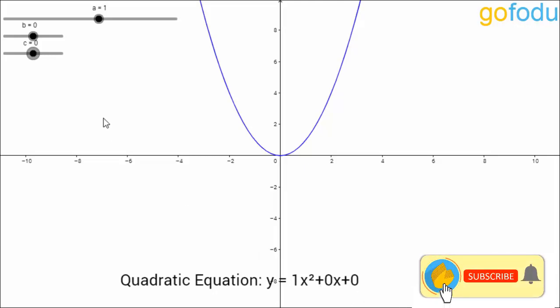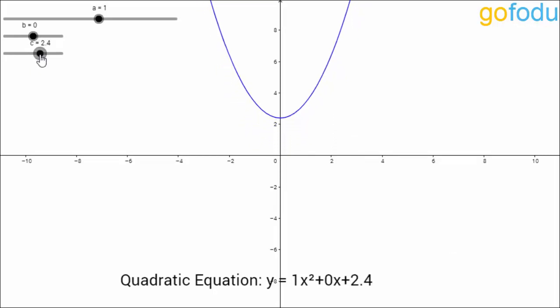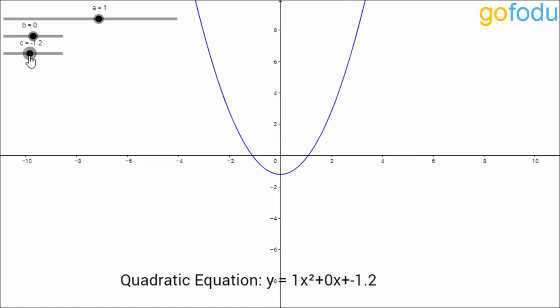Now let's change the constant term first. We all know what will happen. If I increase this constant term, a constant value is getting added to all the y coordinates. So the graph will move upwards on the y-axis. And if I decrease the constant term, the graph will move downwards on the y-axis, right?